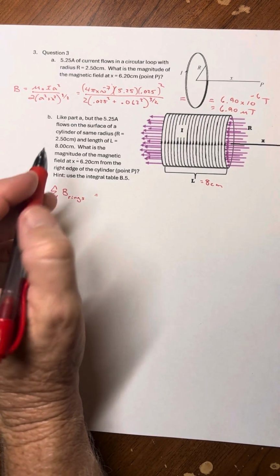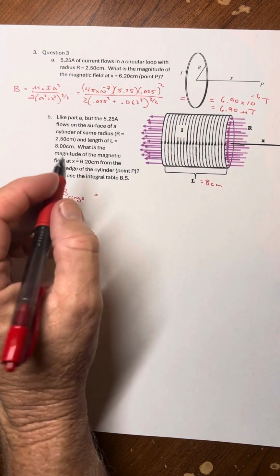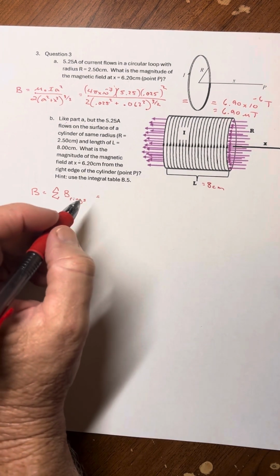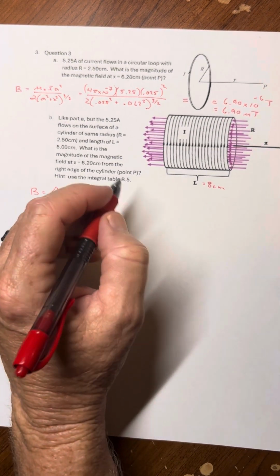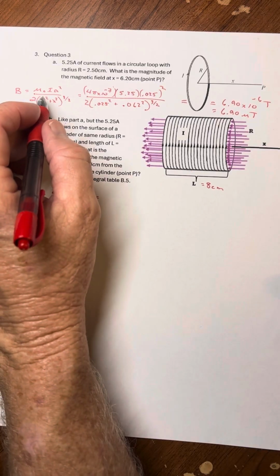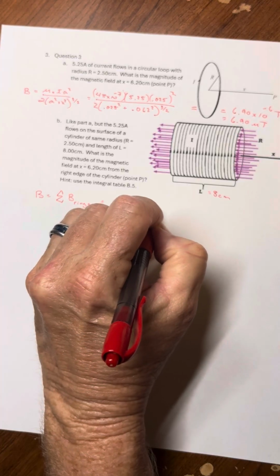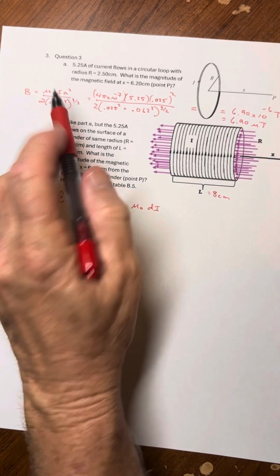But maybe the best thing to do is to start off by saying what a microscopic amount would be. And using this formula, I would say, well, think of these as a bunch of rings. Each ring would have a microscopic amount of current, dI, in it.